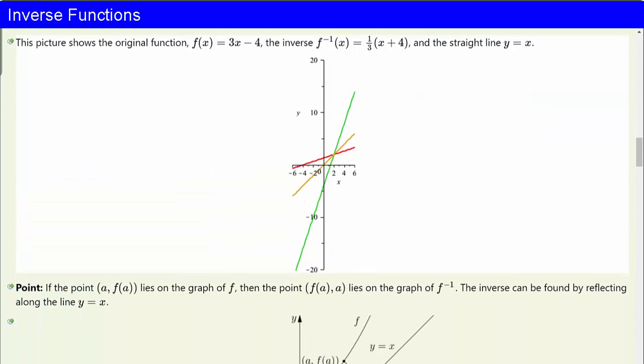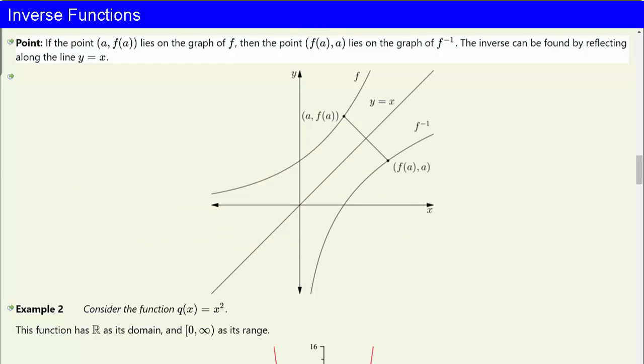This next picture shows the original function f of x equals 3x minus 4, the inverse function f inverse of x, which is 1/3 of the quantity x plus 4, and for future reference, the straight line y equals x. Now a subtle point. If the point a, f of a lies on the graph of f, then the point f of a, a lies on the graph of f inverse.